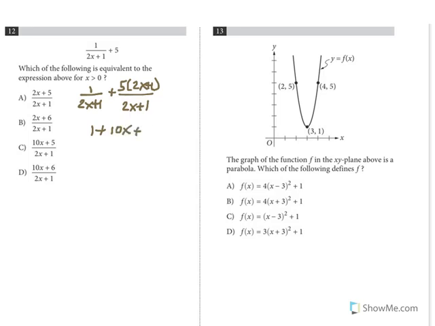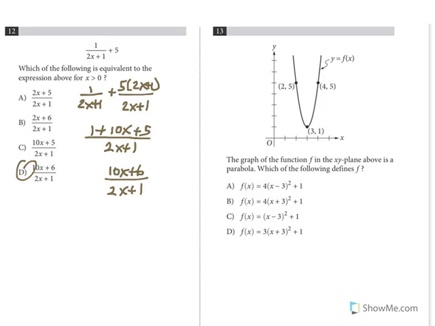And now that will give us 1 plus 10x plus 5 divided by 2x plus 1. And then finishing off simplifying that, combining our like terms, that will give us 10x plus 6 divided by 2x plus 1. Answer choice D.